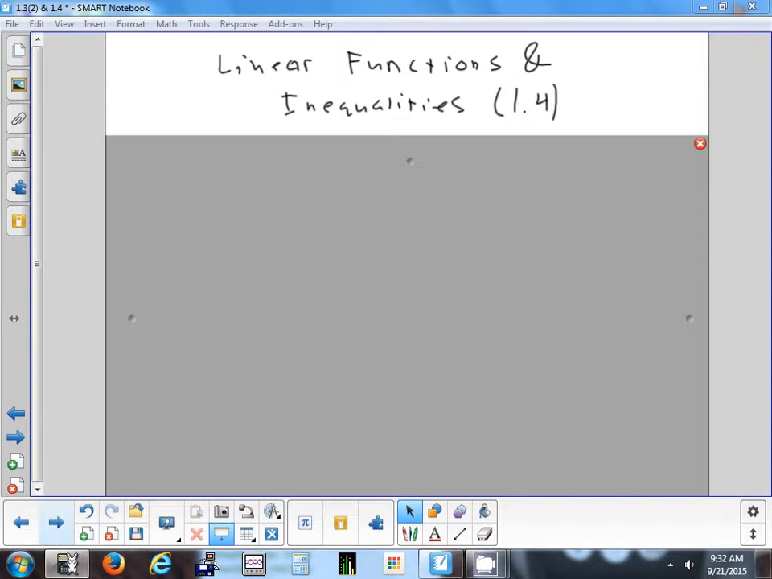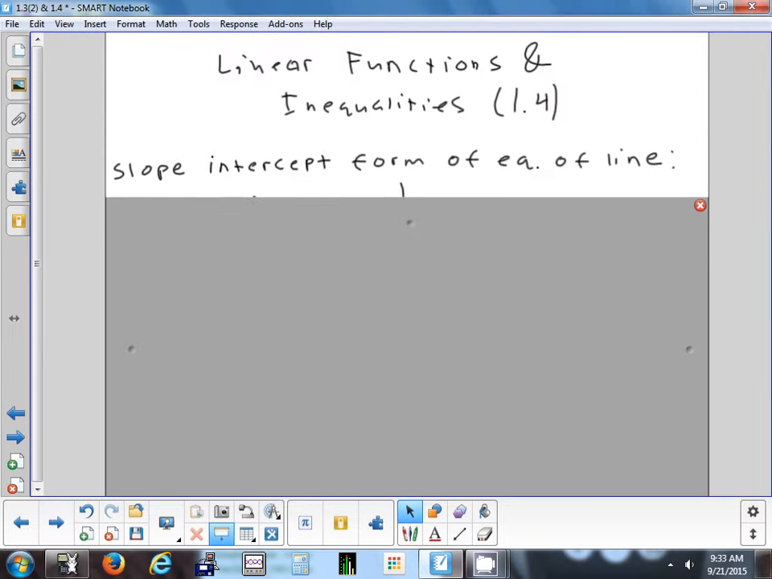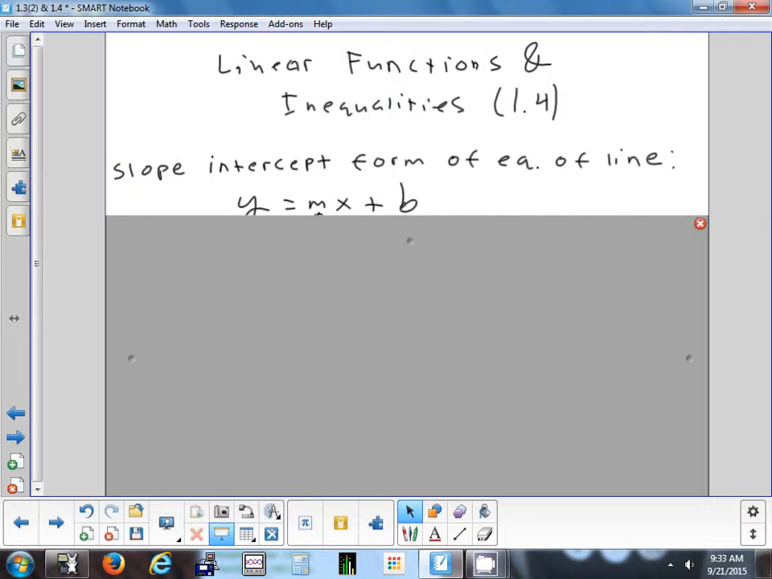Last thing we'll do is kind of a quick review of y equals mx plus b, slope, points, that kind of stuff. So there's your slope-intercept form of a line. If you already know this, you don't need to write it down again, but if you think you need it, go ahead. Anyone tell me what the m stands for? Slope. And the b? Y-intercept.